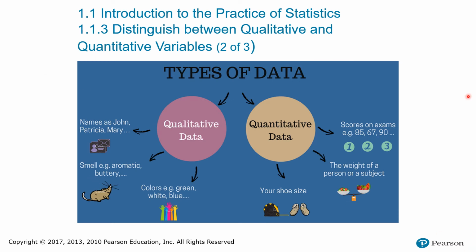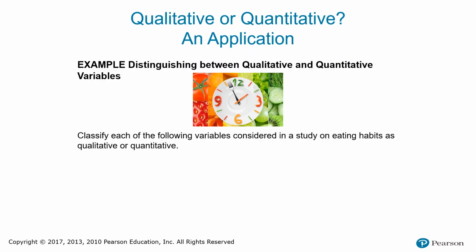Here's just a visual definition showing you different types of qualitative data and quantitative data. You can pause the video and take a look. So let's apply what we've learned about quantitative and qualitative variables to see if we can distinguish between the two. So let's classify each of the following variables considered in a study on eating habits as qualitative or quantitative.